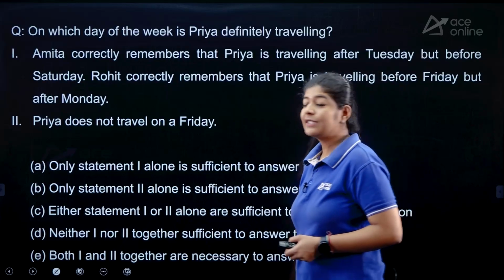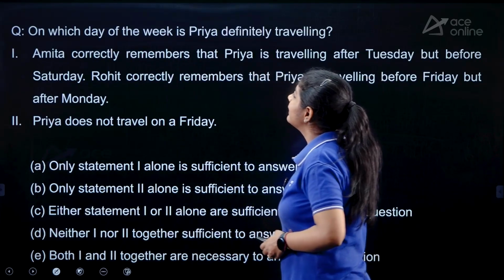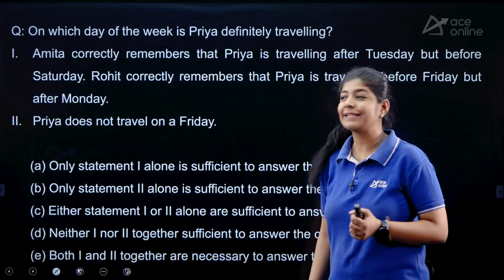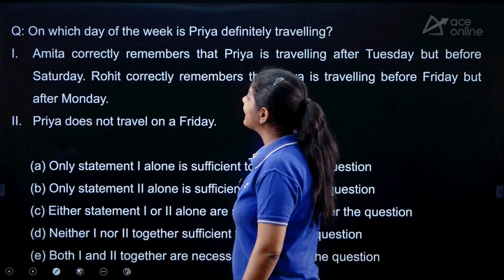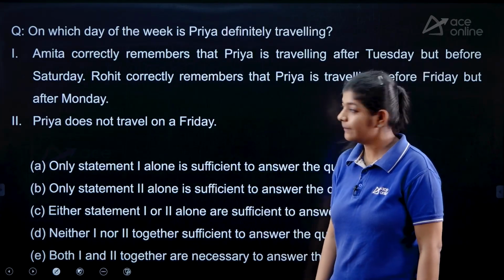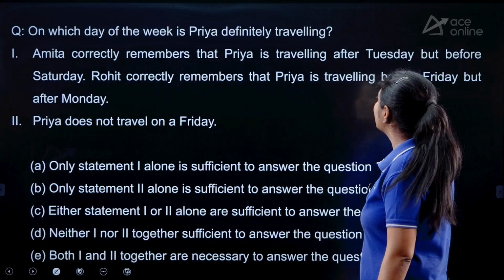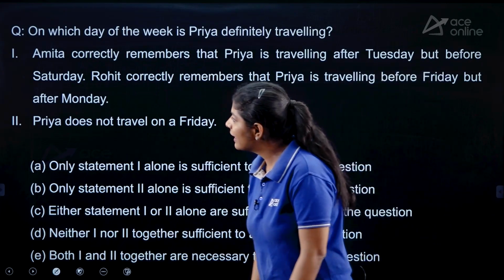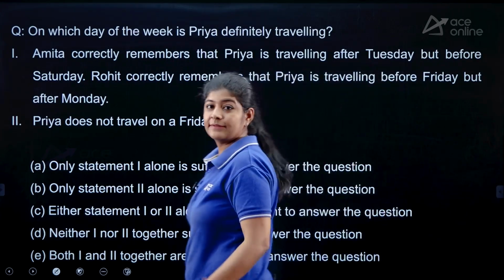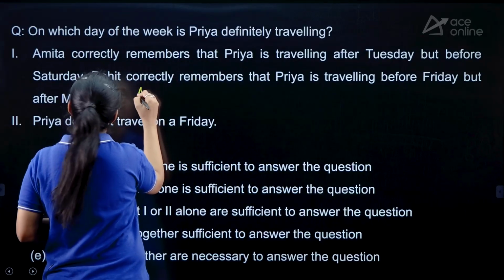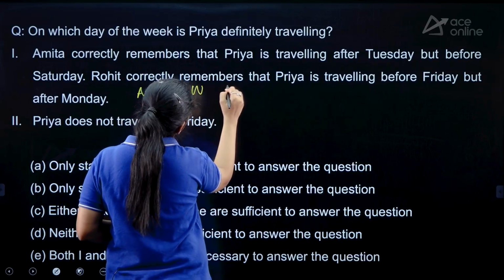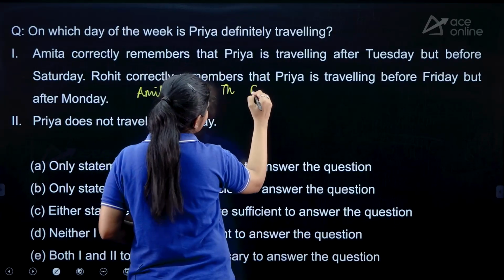Next. The next question says, on which day of the week is Priya definitely traveling? That means we need to find out the exact day. First, Amrita correctly remembers that Priya is traveling after Tuesday but before Saturday. Rohit correctly remembers that Priya is traveling before Friday but after Monday. Okay, so first we need to define the days. According to Amrita, the possible days are Wednesday, Thursday and Friday, right?